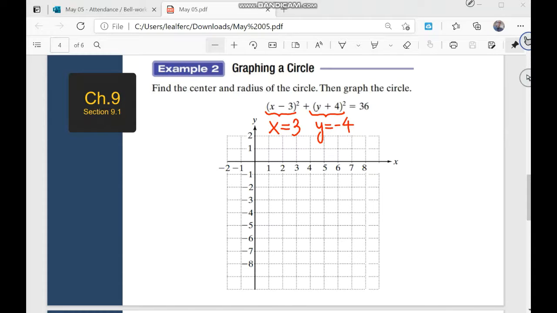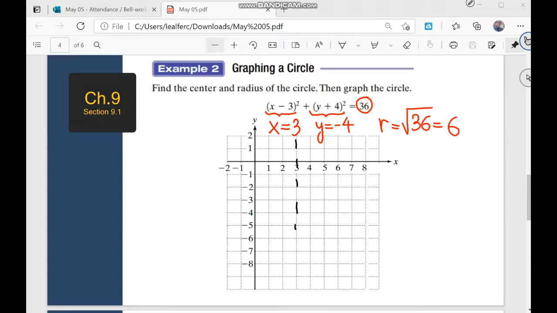So we have x, we have y, and now 36. Radius equals the square root of this number here on the right hand side of the equation, 36. What's the square root of 36? 6. Nice. We have x, we have y of the center of the circle, and we have the radius. And now I can graph the circle.